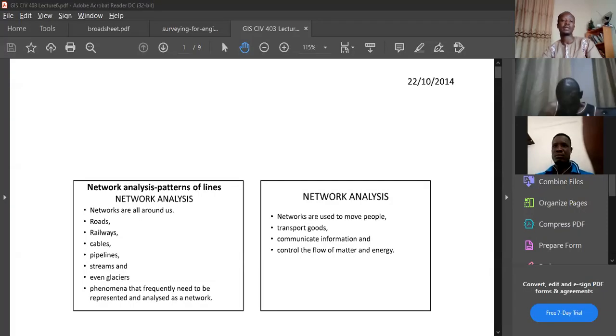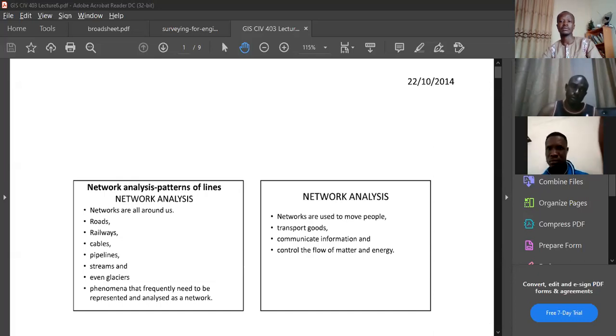Okay, so I'm recording. And like I said, networks are all around us. Okay, and we want to see how we can actually take advantage of the whole concept of networks and then represent it in GIS.